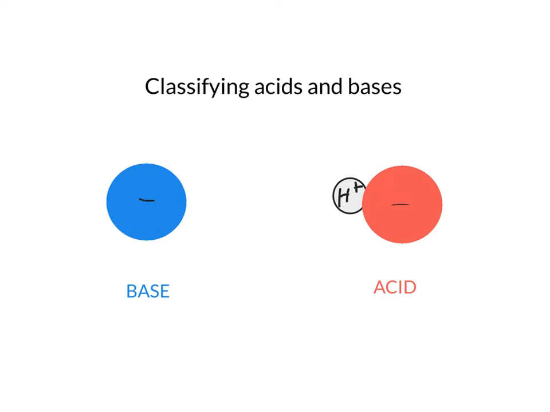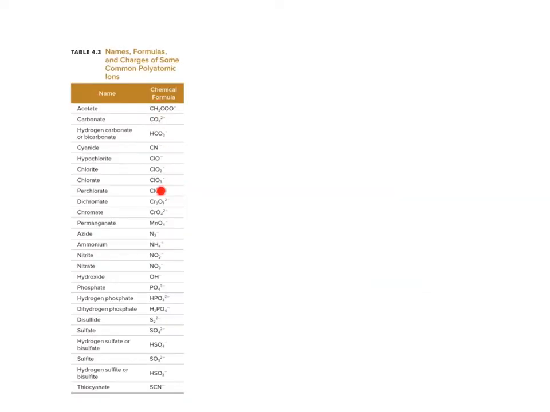So determining whether a substance is an acid or a base simply requires us to determine whether it has an H plus to donate or whether it can accept an H plus. Note that any of the anions in this table can accept an H plus and therefore act as a base. So acetate can accept an H plus to become the neutral acetic acid.